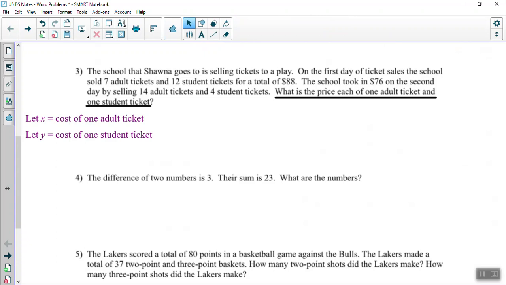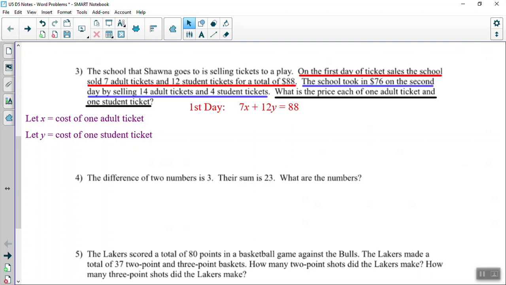All right, now we can go back up and we can look to see how they split this up. So they split this up by days. On the first day and then on the second day. So let's look at the first day. On the first day of ticket sales, the school sold 7 adult tickets and 12 student tickets for a total of $88. So let's go ahead and translate that. So on the first day, they sold 7 adult tickets and 12 student tickets for a total of $88.